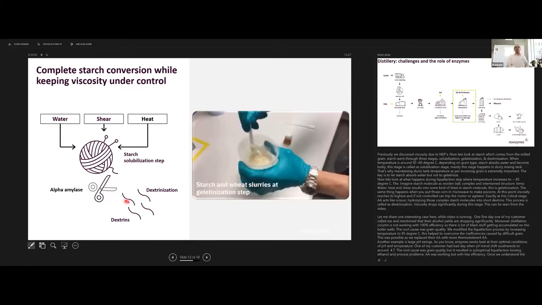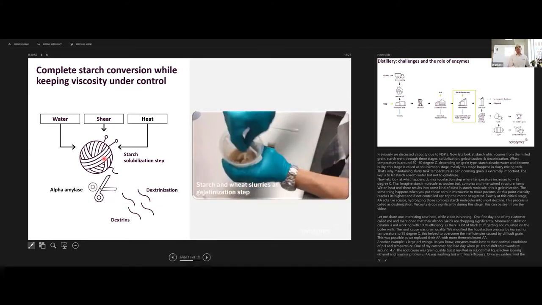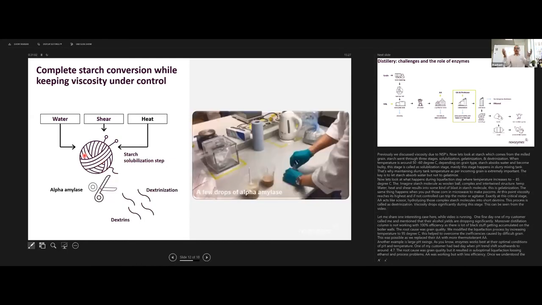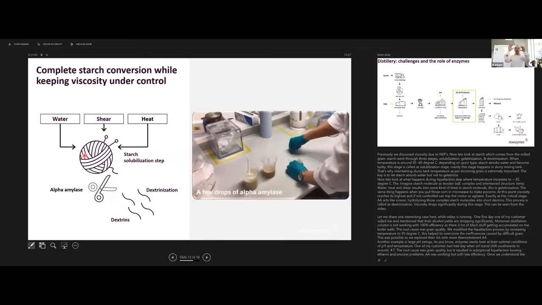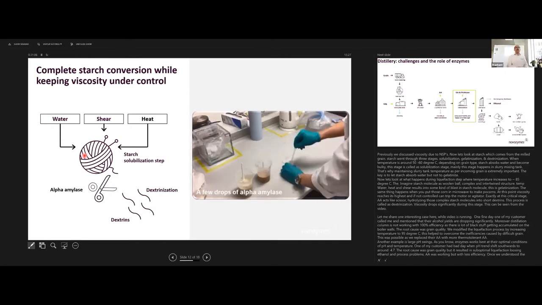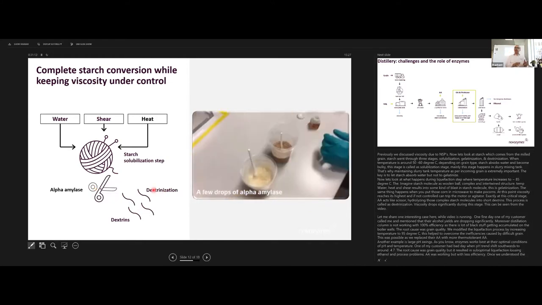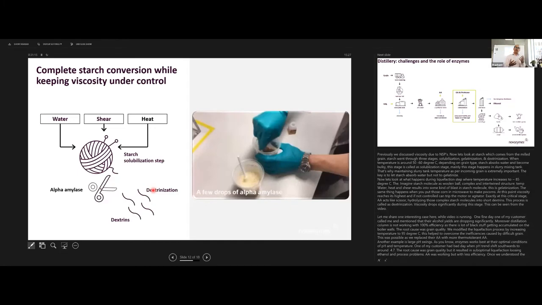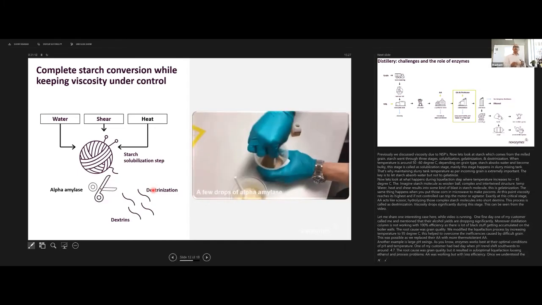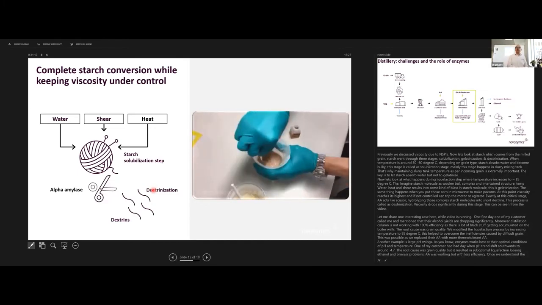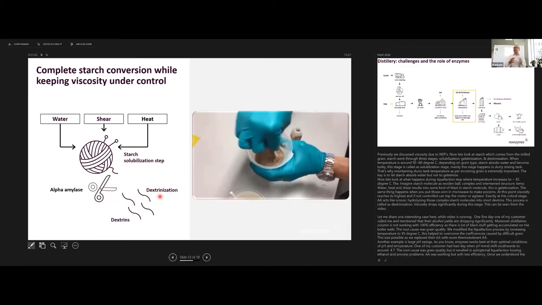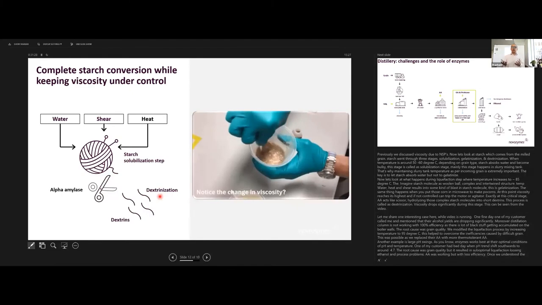This process is called a solubilization step, where starch absorbs all the water and becomes solubilized. Then alpha amylase acts on it, cuts it and forms small dextrins. And this is called dextrinization. So if someone asks you, hey, how is your liquefaction, what they are asking is how good is your dextrinization. We have some analytical methods to measure how good your dextrinization is, so you can connect with us if you want to know more.